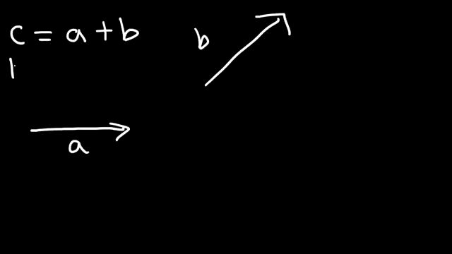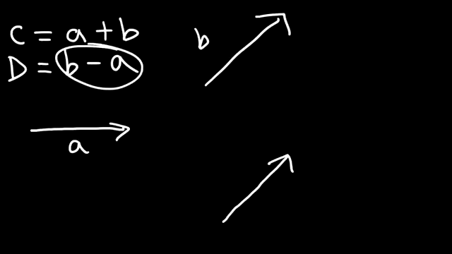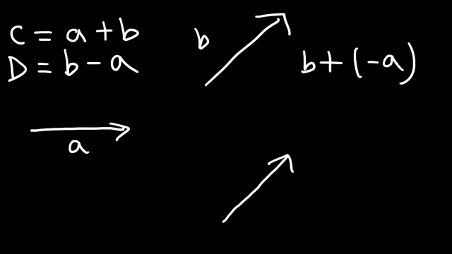Now let's say we want to draw vector D, and we're going to define it as being B minus A. How can we draw this vector? Well, let's start with B. We have positive B, which is the original vector, and when you see B minus A, it's best to view it as B plus negative A. So we're going to add negative A to vector B.